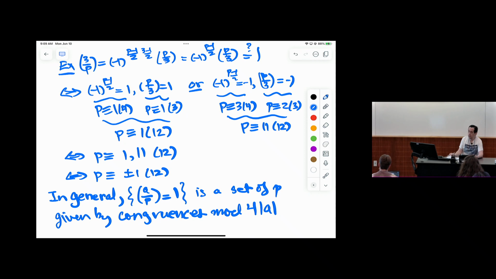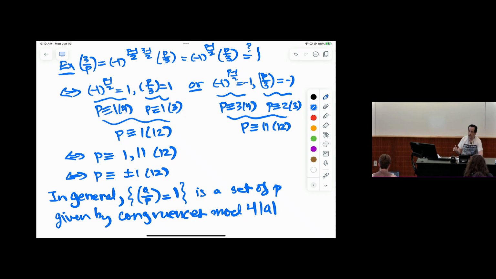Are there any questions? You can raise your hand if you have a question or speak up. So great. We can use quadratic reciprocity to determine the primes for which A is a square mod P. And it always turns out to be congruence conditions.